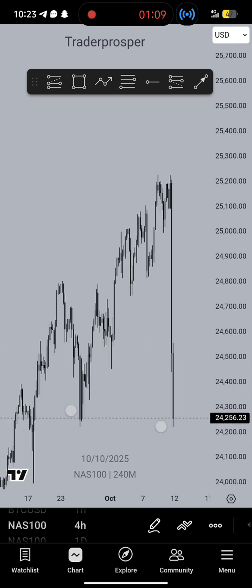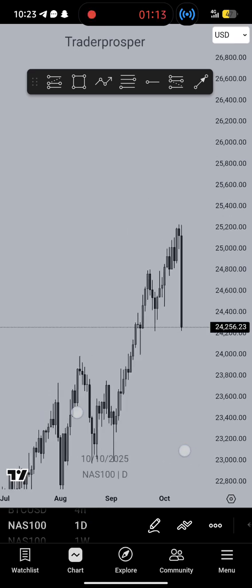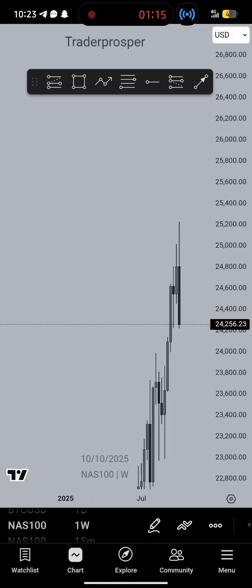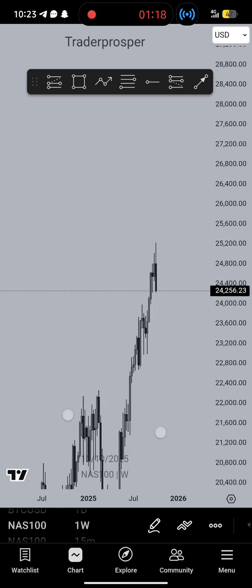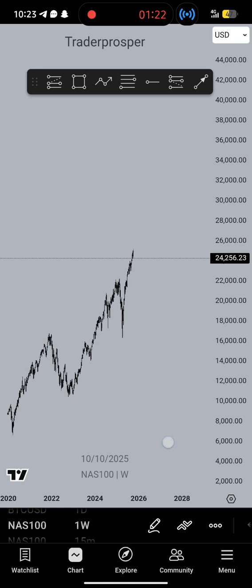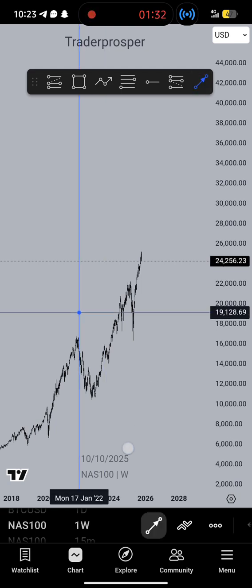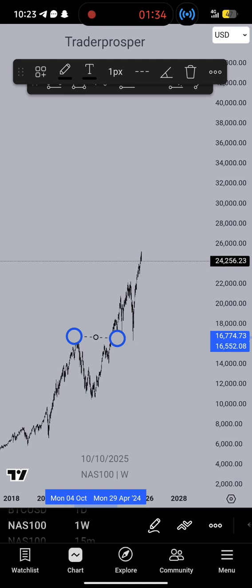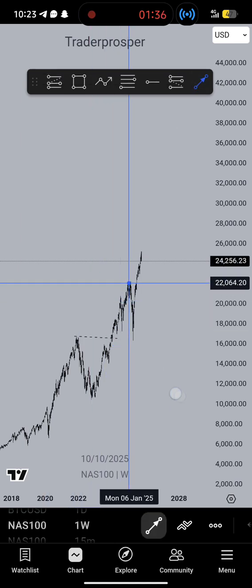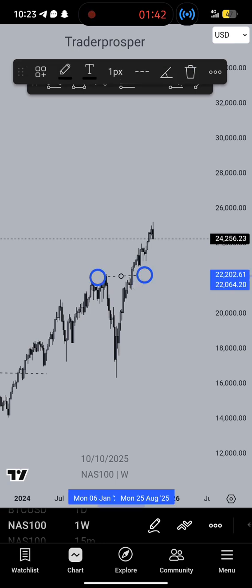So now, what I do is I go to my daily time frame, probably the weekly, to see what's going on on the weekly time frame and where the market is headed overall. You can see that it's very clear that the market is in an uptrend. This is a break, this is a break, this is a break, and that's the most recent break. So the market is obviously in an uptrend.